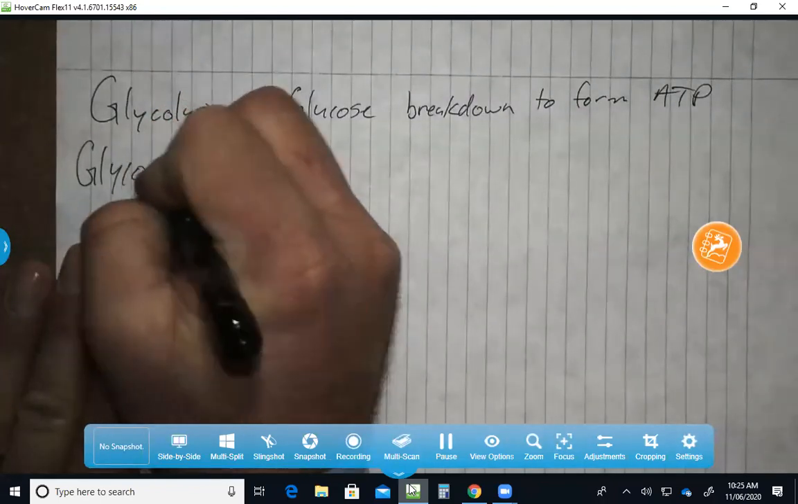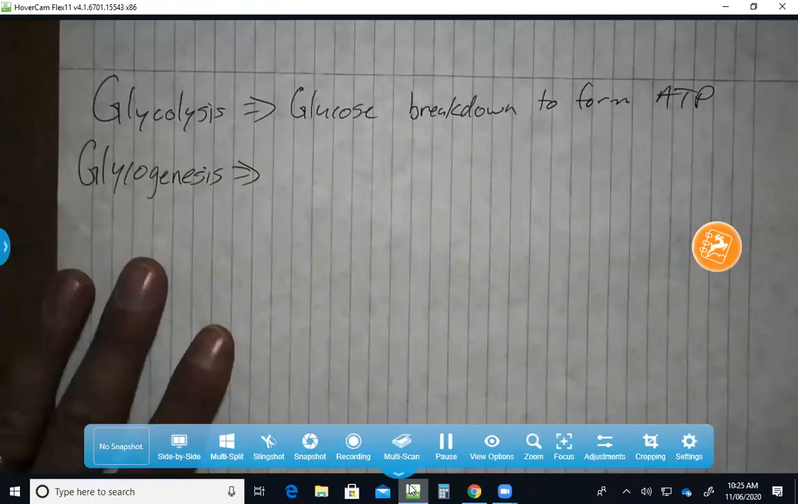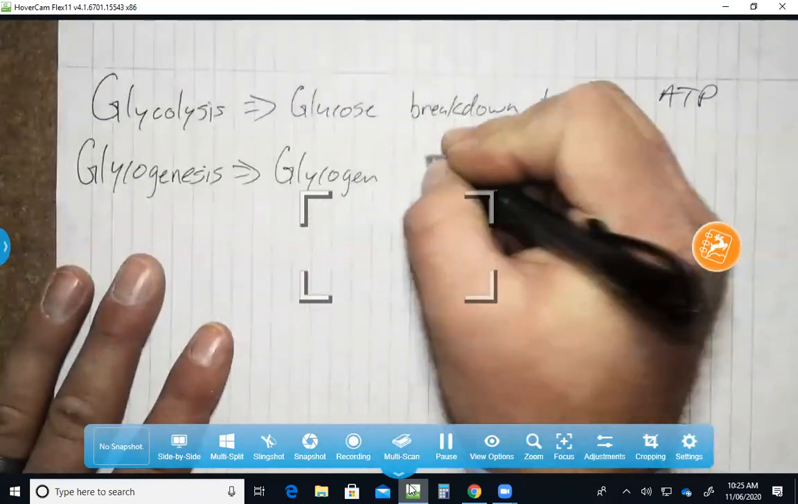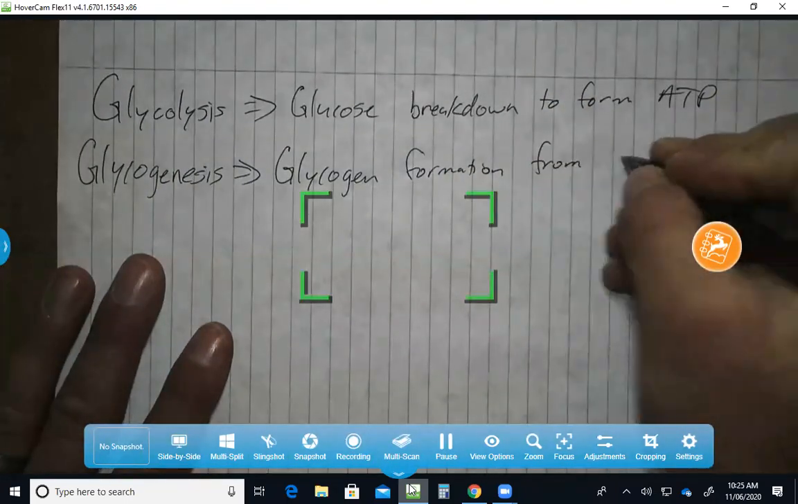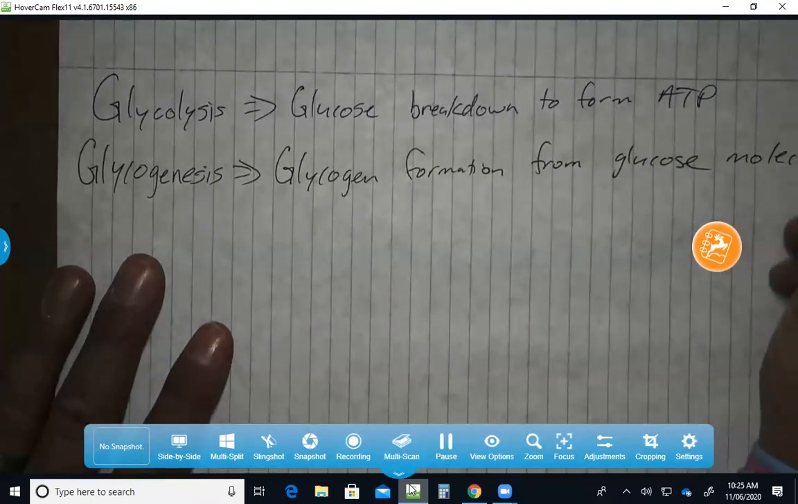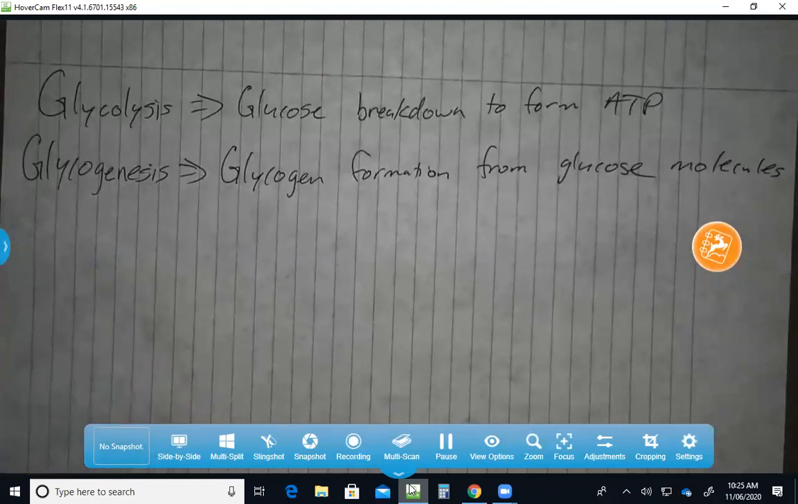Let's look at one of those 6 here. Glycogenesis, which is glycogen formation from glucose molecules. This is what we do like when our blood sugar is really high. We store glycogen in our liver and our muscle cells especially.